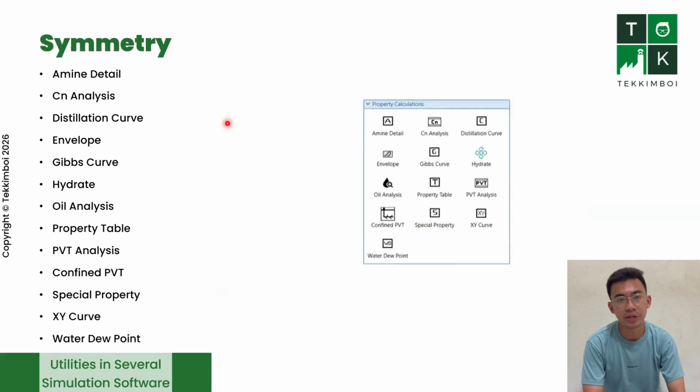The next one is Symmetry, which belongs to SLB. There are several property calculations. In Symmetry, the only available utilities are related to stream evaluation, or stream related utilities. They have detail, CN analysis, distillation curve, envelope, and oil analysis. So you could see from the list that Symmetry is highly concentrated on the oil and gas industries, so the utilities will be closely related to that sector.